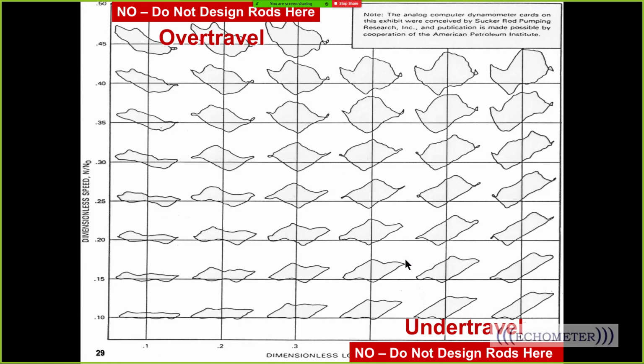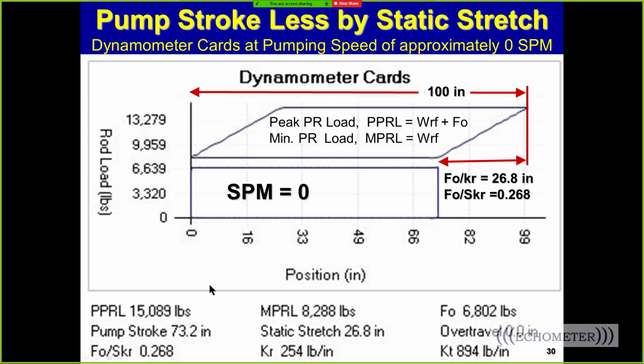Now, why would I talk about over travel and under travel? Because a long time ago we found that when you operate a well with severe under travel or severe over travel, you tend to have increased failures. So we tend to not want wells that have severe high pumping speeds or large amounts of surface stroke loss to stretch, because that tends to increase the failure rate. You need to try to stay away from those and design your dynamometer cards to fit out here in the middle of this group.